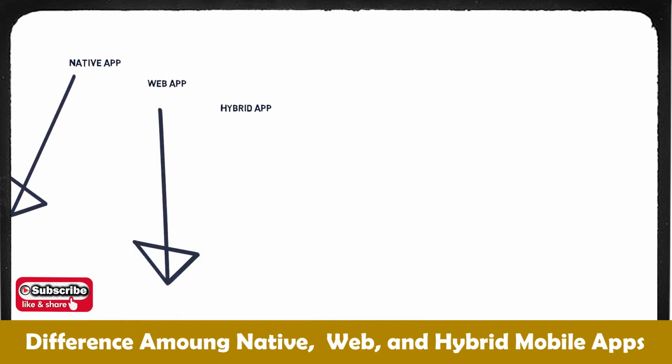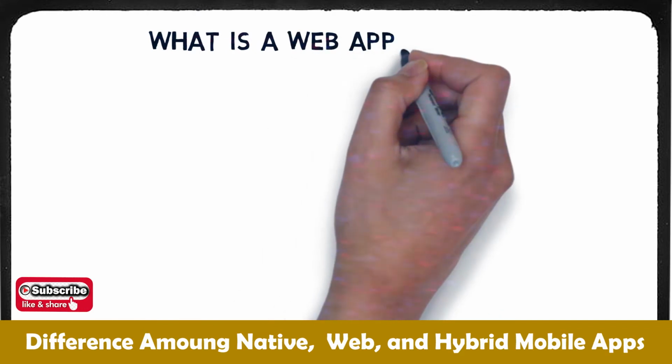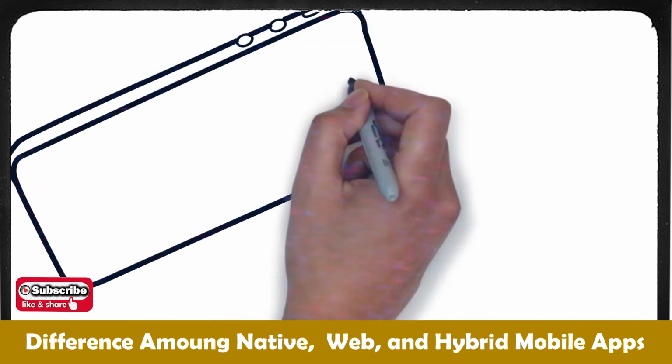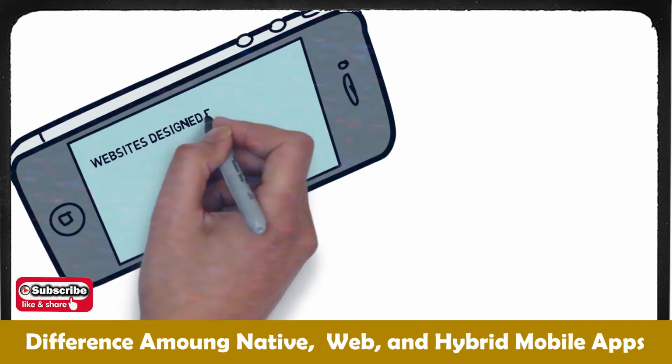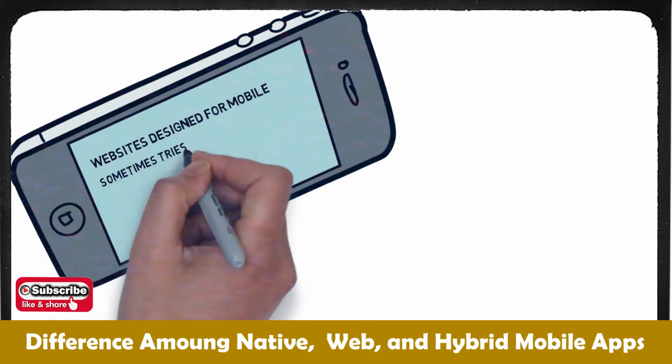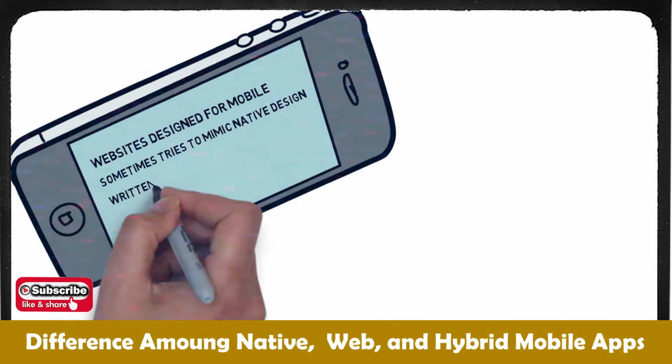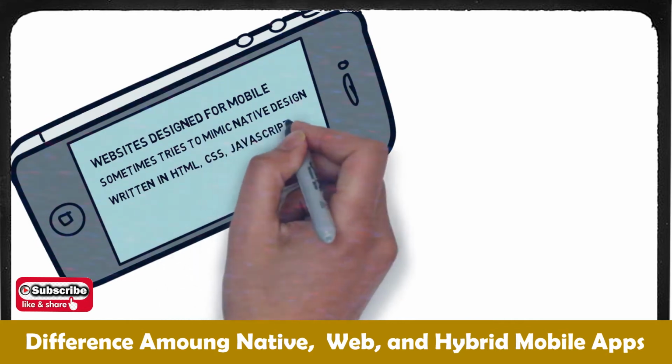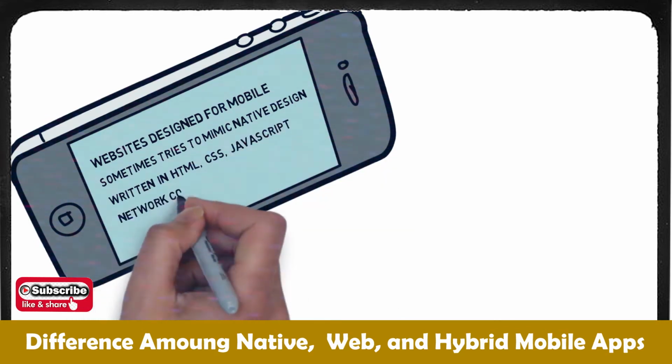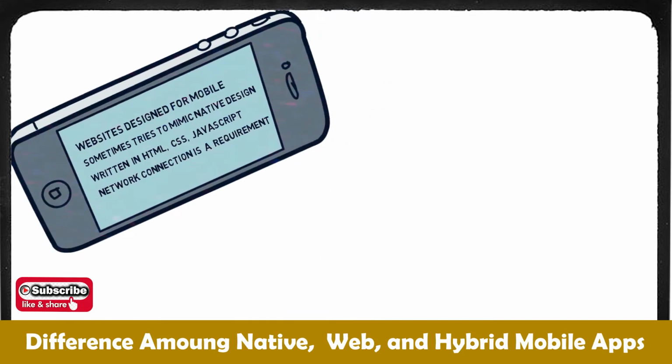Next up, we'll go over a web application. What is a web app? It's a website designed for mobile. It sometimes tries to mimic the native design. It's written in HTML, CSS, and JavaScript. Network connection is a requirement for it to work.